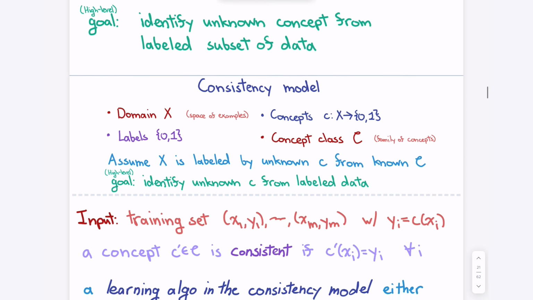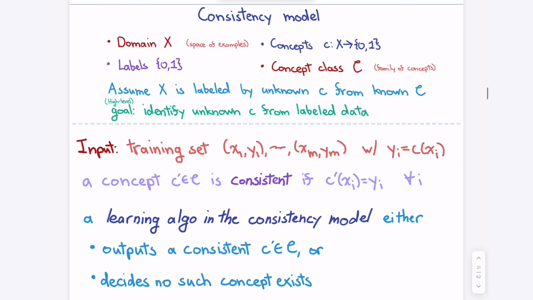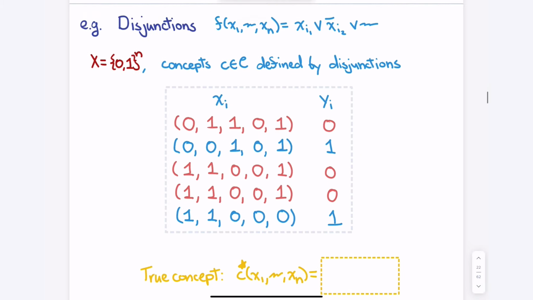I think I'll at least be able to motivate PAC learning today, and then we'll pick up again. So given a training set of data, where X is your input and Y is your label, your goal is to find some concept in the concept class that agrees on all the labels, or decide there is none. Which of course, if it's binary search, is very easy, but maybe it could be more complicated.